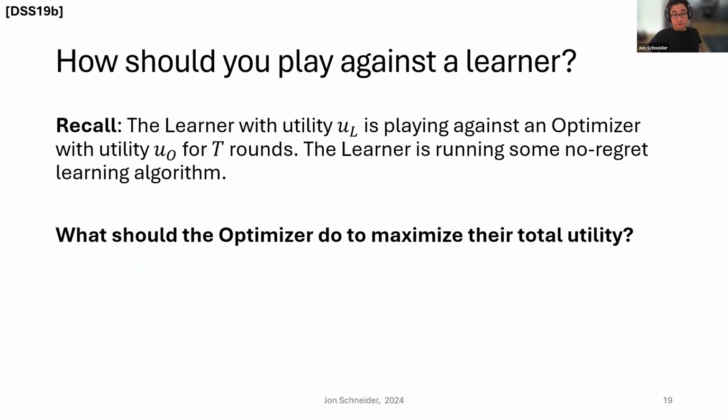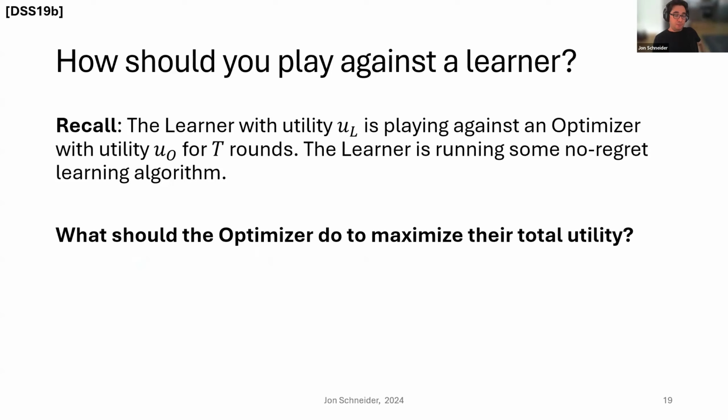And more specifically, this question of how you should play against a learner if you're playing a repeated normal form game against a learner. Recall, you have a two-player game. One of the players, the learner, has utility U sub L, and they're playing against an optimizer who has utility U sub O for capital T rounds.